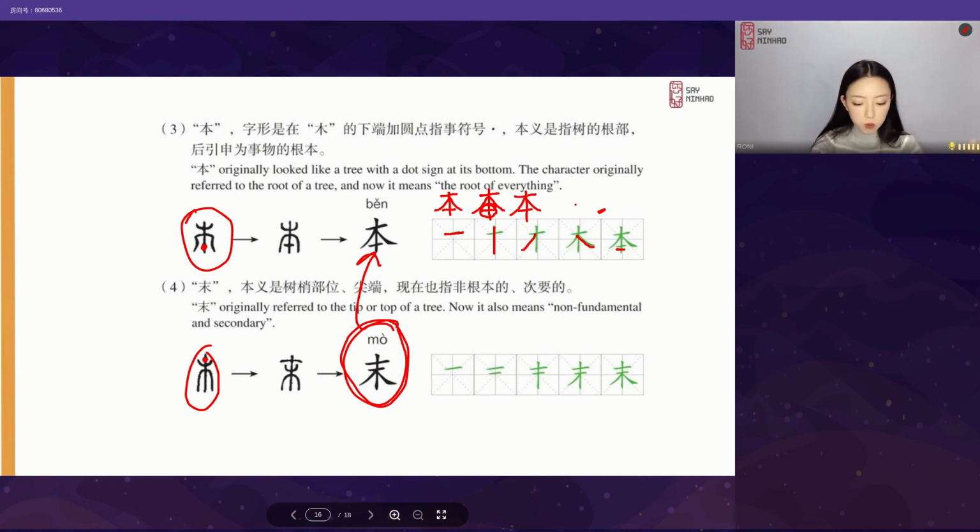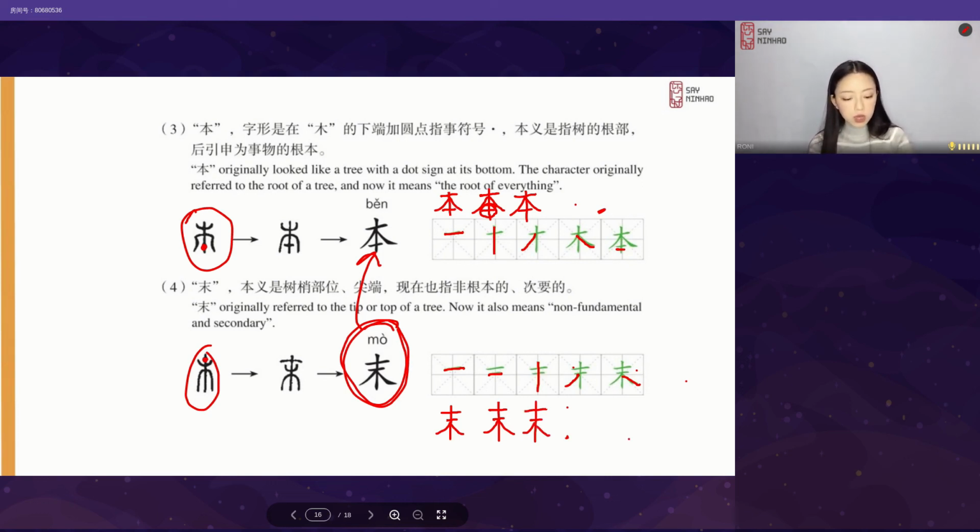So this is about 末. Now try to see how to write it. First, a long horizontal, okay, and then a short one under it, and then a vertical, left turning and a right turning. Try to write it with me. Long one, short one, a vertical, left, right. Again, long, short, vertical, left, right. So try to pay attention to it.